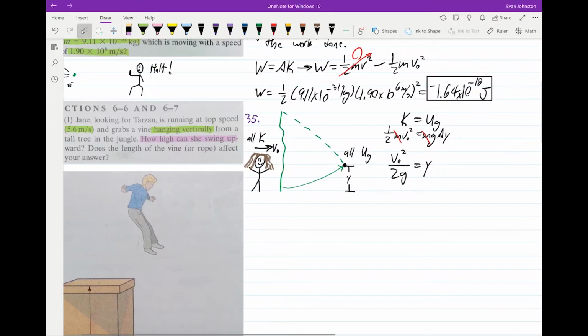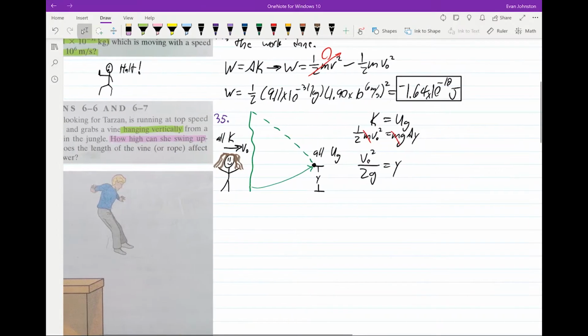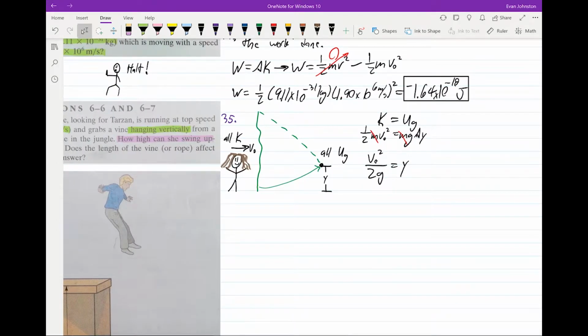And so plugging into this, I'm going to end up getting a value of, or let's look, 5.6 meters per second squared over twice 9.8 meters per second squared.